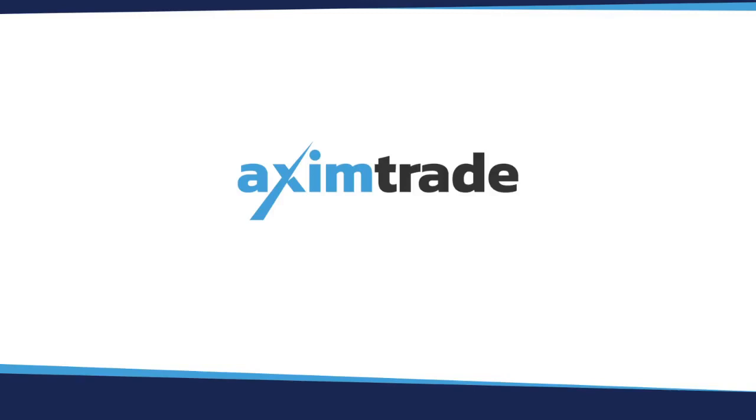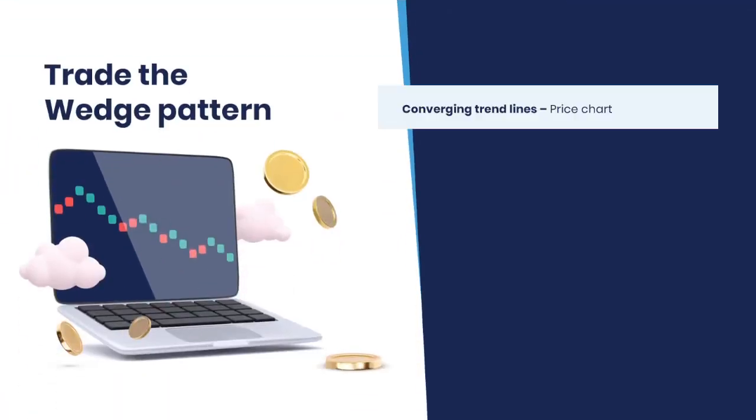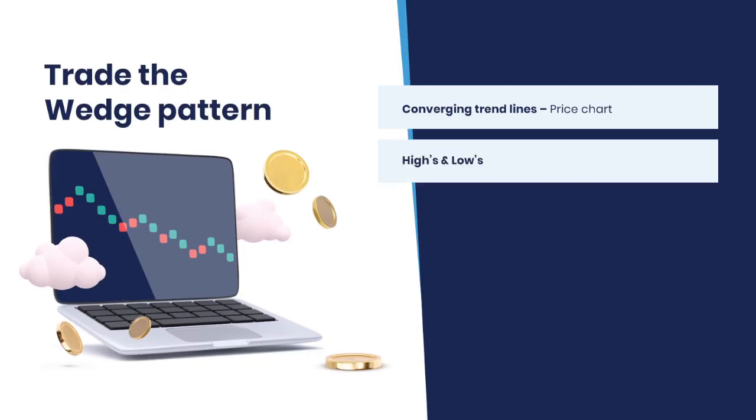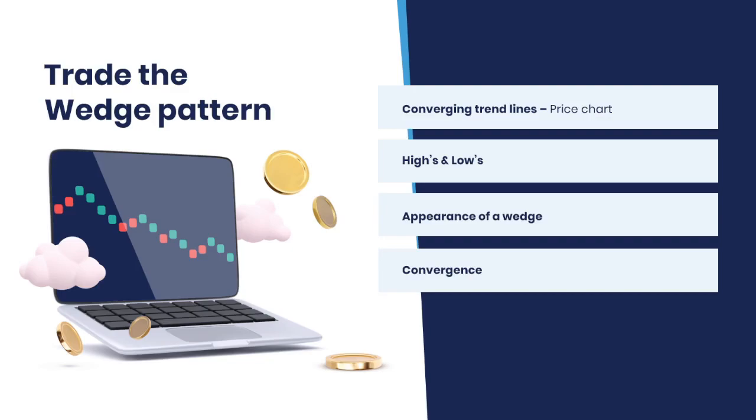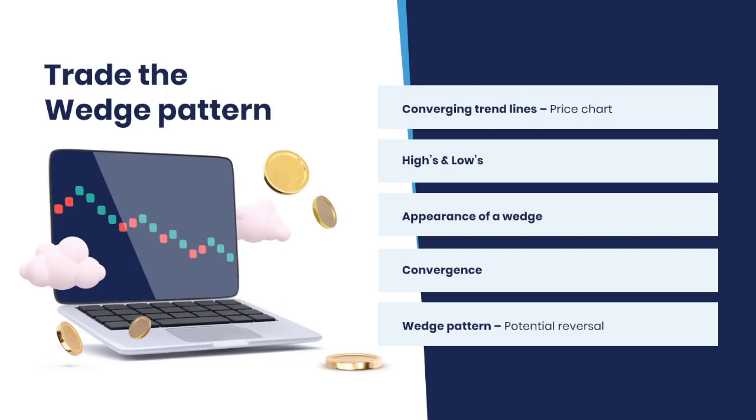A wedge is a price pattern marked by converging trend lines on a price chart. In order to draw the pattern, two trend lines are used to connect the highs and lows of a price, which give the appearance of a wedge as the lines approach a convergence. In technical analysis, the wedge pattern is regarded as a useful indicator of a potential reversal in price movement.